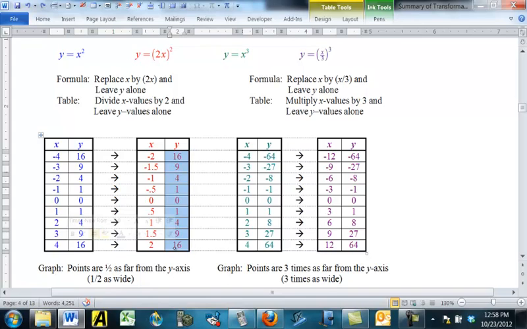So the original is called the pre-image. The new relation is called the image. And what we're going to really do is not multiply the x by 2, but do the opposite, which is divide the x's by 2. So negative 4 here becomes negative 2. Negative 3 becomes negative 3 halves, or negative 1.5. And so forth. So that's what we're doing.